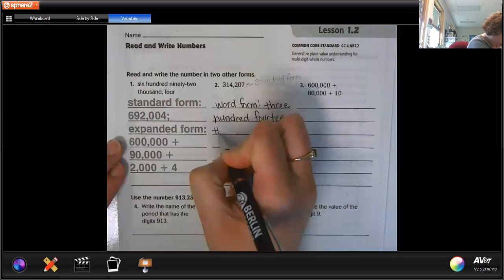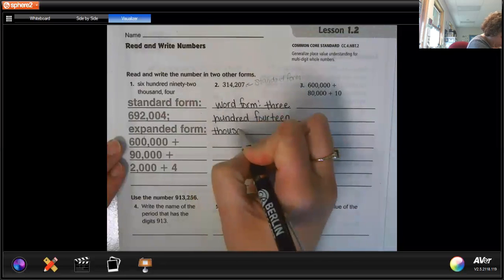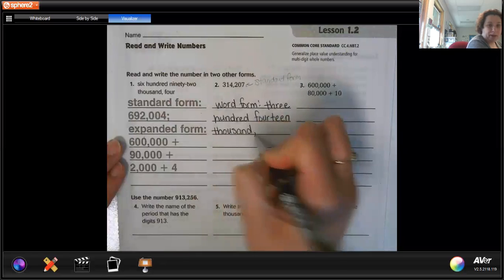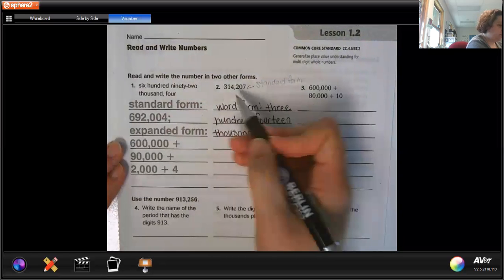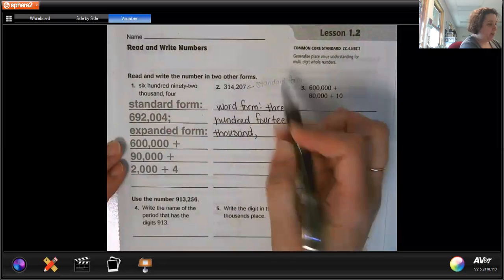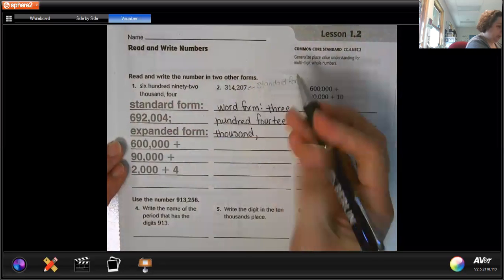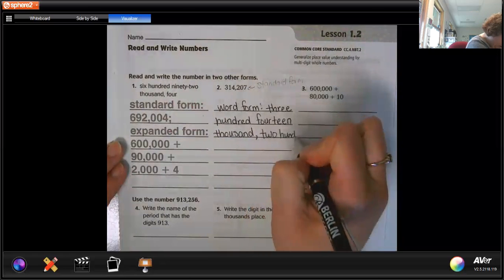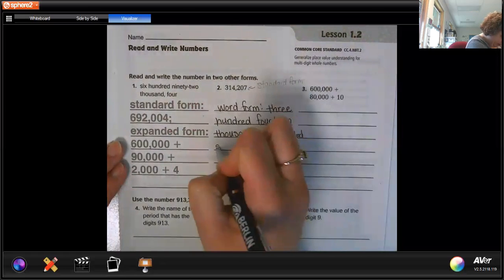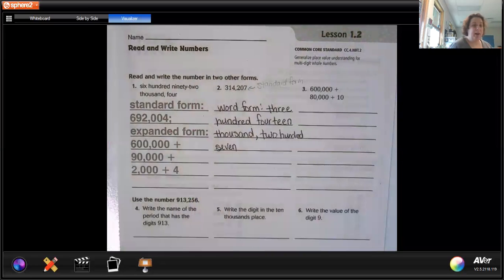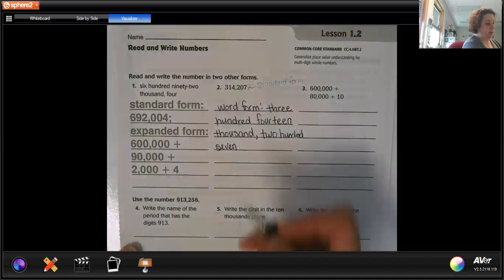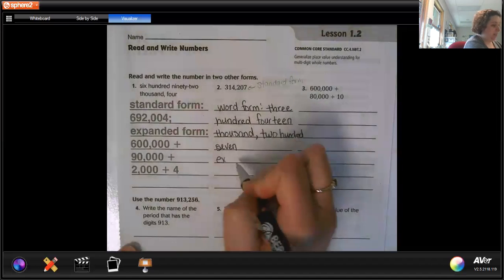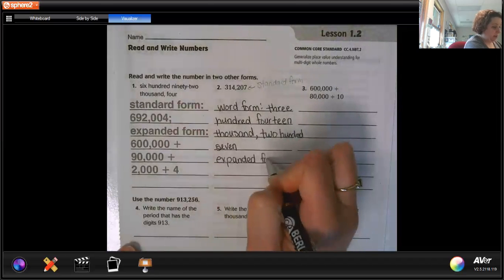314,000. Then I'm going to put in a comma. And remember, don't say and, just use the comma. 207 is the second part. So I'm going to say 207. So that's my word form. Then I'm going to do the expanded form next. An expanded form is actually really easy. It's a lot easier than it looks.